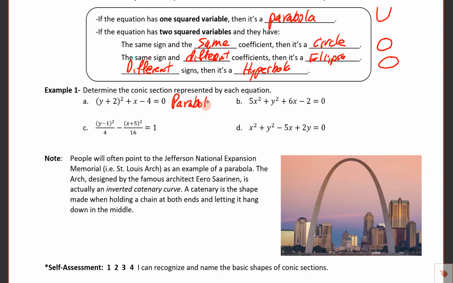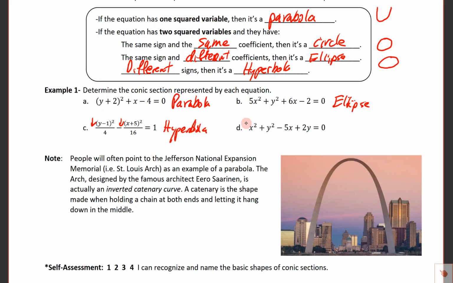Okay, so there are 4 examples here, so we're probably going to get one of each. This one has 2 squared variables. They're both positive, but this one is a 5. So they have the same sign and different coefficients, so this one's going to be an ellipse. And this one right here, now notice that this looks a little bit weird. The coefficient here would be 1/4 and here would be 1/16. They're different coefficients, but that's not what matters here. What matters is that this one is negative and the sign on this one's positive. So that's going to be a hyperbola.